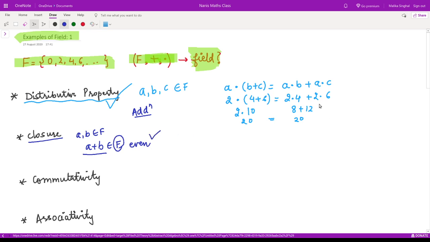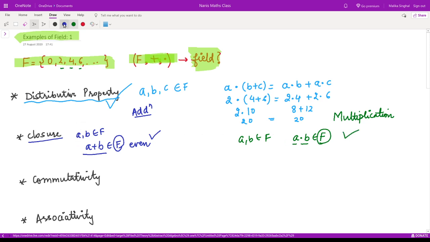Next we need to check closure property under multiplication, right? So what is that? If I take any two numbers a and b from this set F, then a·b should belong to this set. So if I take any two even numbers and I multiply these two, they'll again be even numbers. So this property also holds.